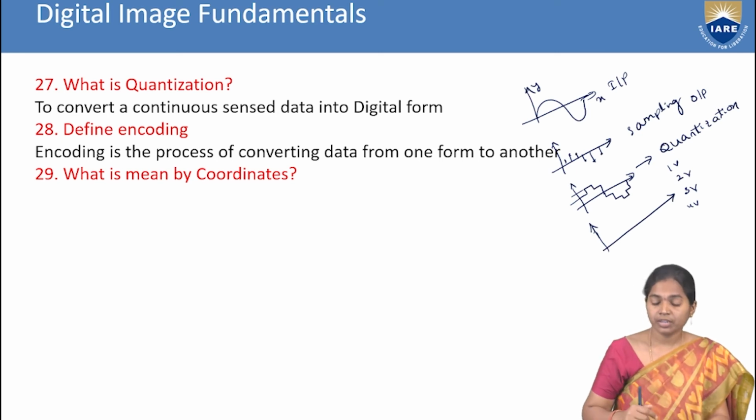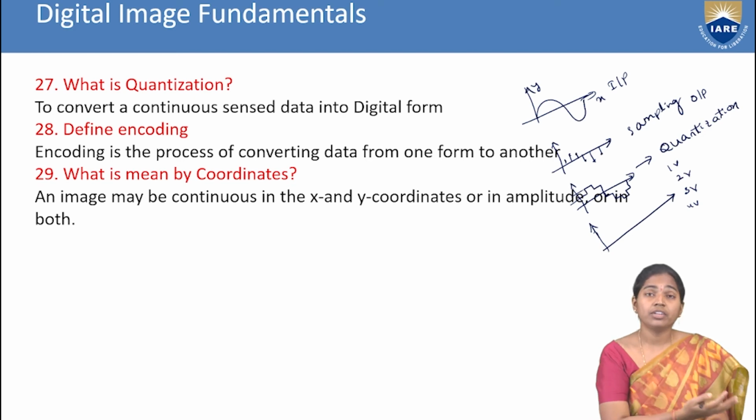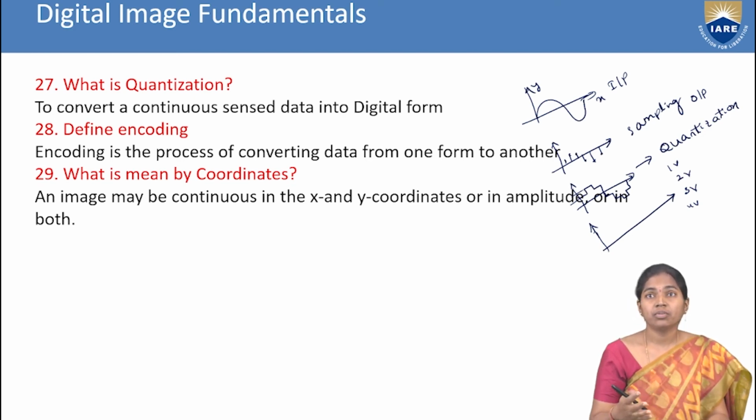And what is meant by coordinates? In the coordinate system we have 2D and 3D systems. We represent amplitude and time period in x and y coordinates. In 2D we represent x and y axes, and in 3D we represent x, y and z directions.